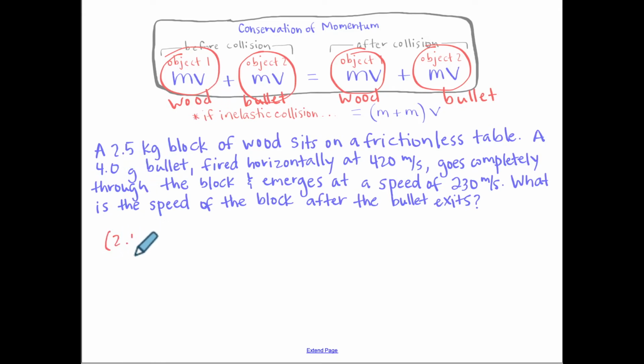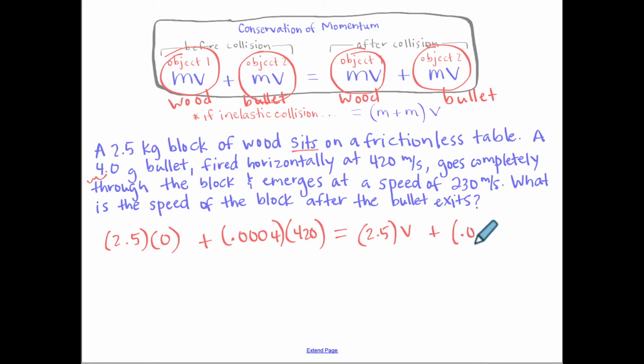We have a 2.5 kilogram block, and it sits on a frictionless table. If it sits still, its velocity is 0. Now we're going to do the mass and velocity for the bullet. Its mass is 4 grams, but we have to move that decimal 3 to the left, and we get 0.0004 kilograms, and it has a velocity of 420 meters per second. It's going to hit the block and go completely through. So now the block, still having a mass of 2.5 kilograms, is going to be moving at some velocity that we want to find out. And then the mass of the bullet is still 0.0004, but now it's moving at 230 meters per second.